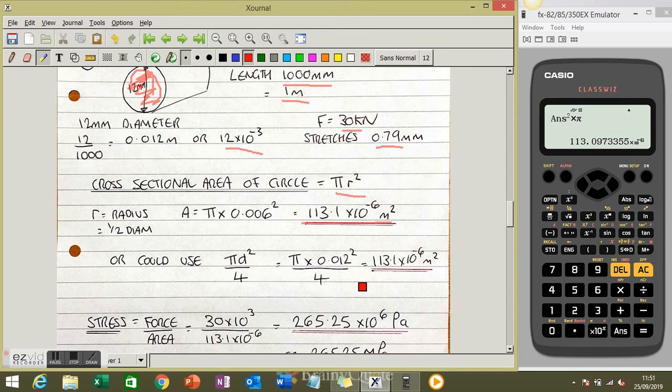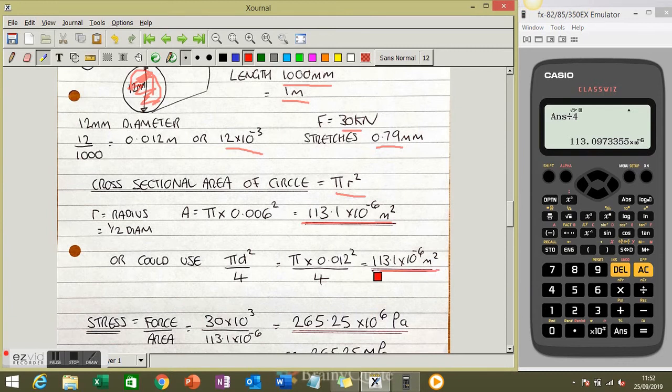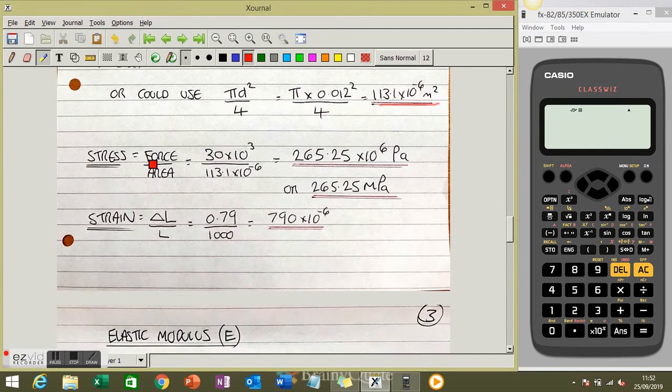That's the pi r squared way. You can also do pi d squared over 4, which saves you converting into radius. You get the same answer. The diameter is 0.012. Square that, times it by shift pi equals that, divided by 4 equals. Again, press ENG because there's no symbol for minus 4. 113 times 10 to the minus 6 meters squared. So that's the round bar. Once you've got that, it's the same thing as before.